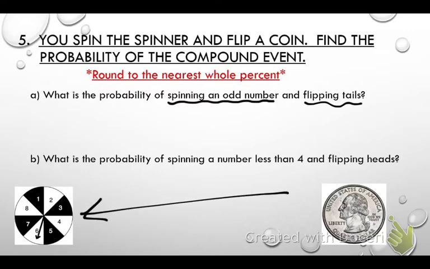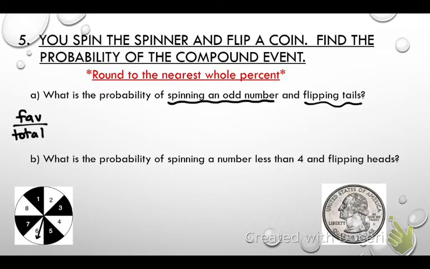Looking down here on this little spinner, our formula is favorable over total. How many favorable, remember favorable is what we're looking for, odd numbers are there on that spinner? 4. Madison, how many total numbers are here on the spinner? 8. So I have a 4 out of 8 chance of spinning an odd number.